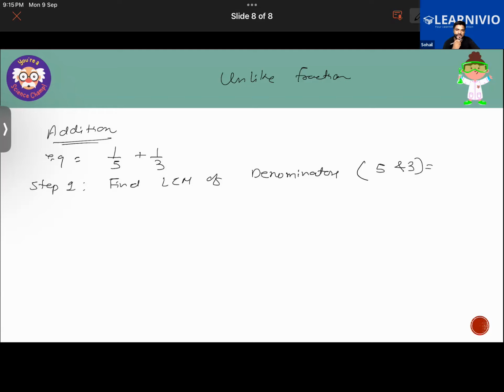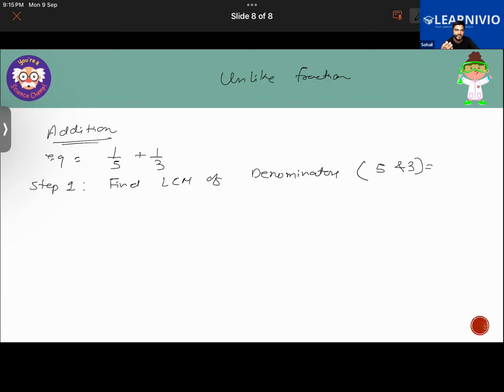Also, we have learned a simple thing: the LCM of prime numbers will simply be the product of the prime numbers. If you are required to find the LCM of two prime numbers, just multiply them and you will get the LCM. Like, say you have two prime numbers, let's say 5 and 3.